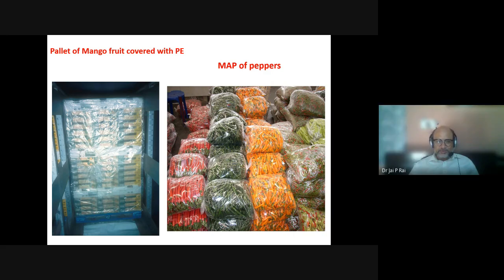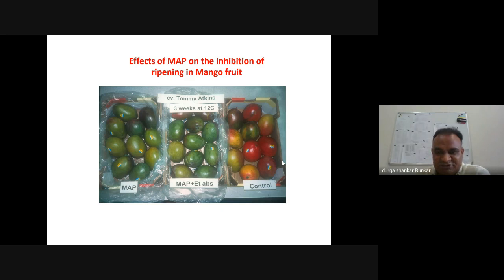Sir, please. If we take note of how the effect of inhibition of ripening in mango fruit, there is an example of Tommy Atkins. These are three samples we can see in this slide: the MAP, then MAP plus ethylene absorber, and the third one is the control.